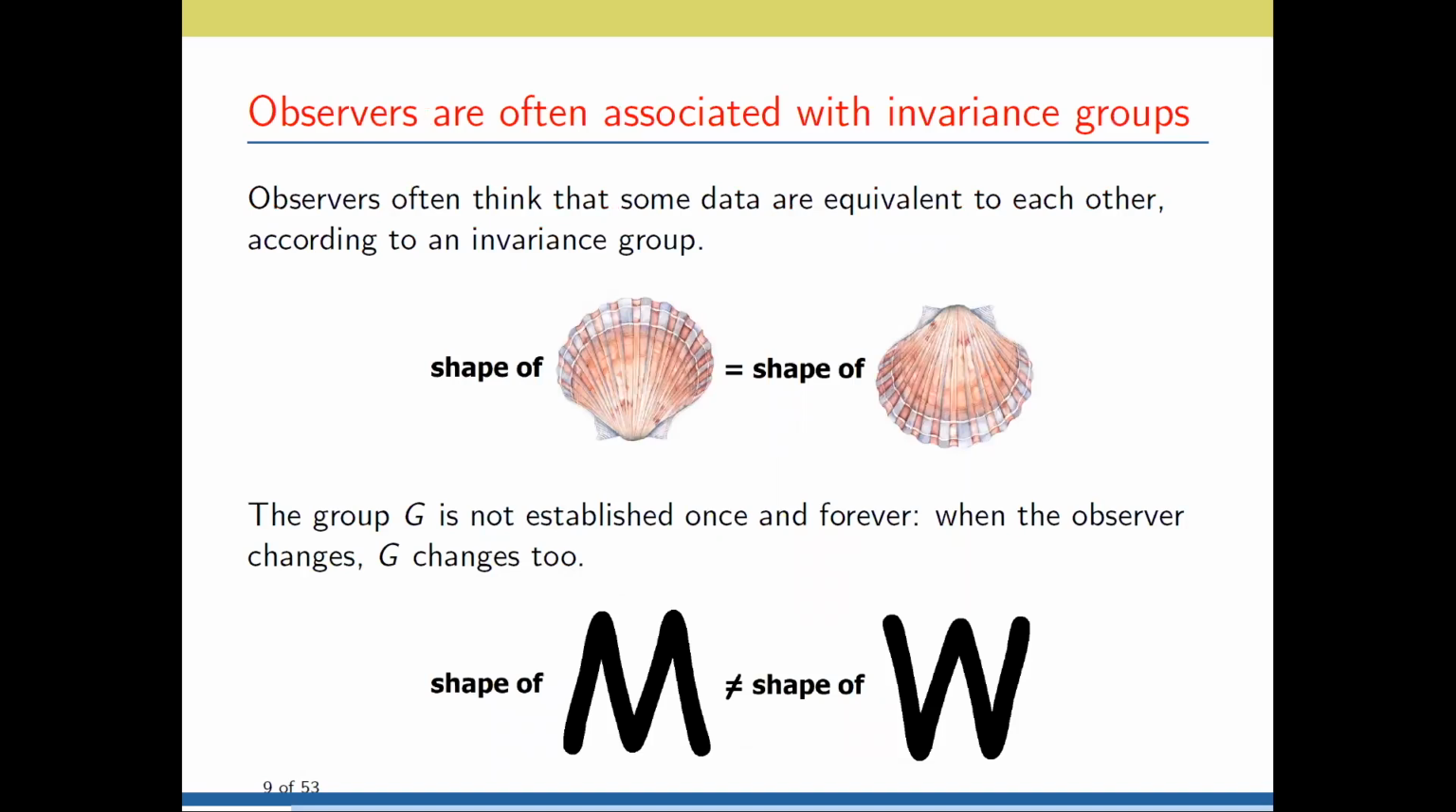Observers are often associated with invariance groups. For example, if you are interested in comparing images of shells, maybe you will consider the group of isometries of the real plane, since you wish to consider this shell, this image, equivalent to this one. But if you are interested in letters, you don't want to consider these two letters the same. They are different from each other, and so you are changing the invariance group. In this case, probably you will judge more suitable the group of translations or maybe dilations.